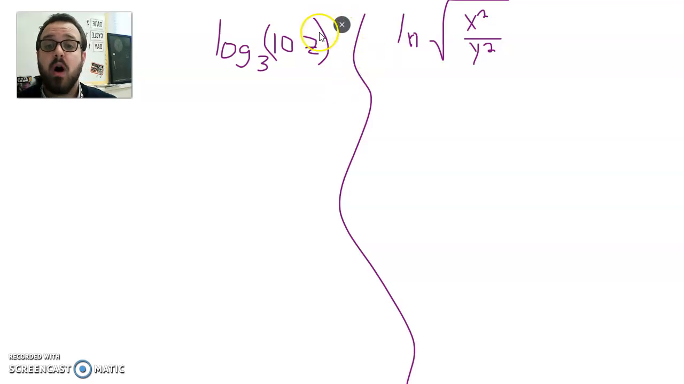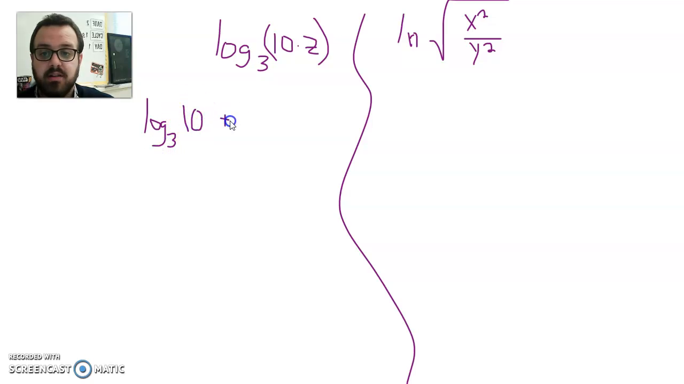One thing that we know is that when things are multiplied inside your logarithm, you can rewrite them so that they're being added together. So I can rewrite this as the log base 3 of 10 plus the log base 3 of z. That is an example of expansion. I'm using that property: when things are multiplied, I can rewrite them as being added together, and I'm using that to expand it out.